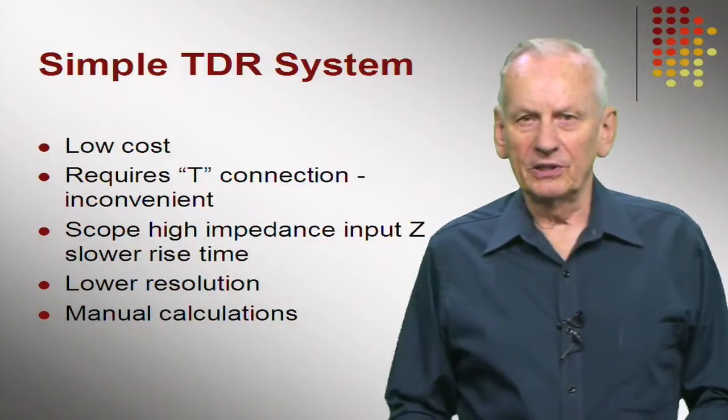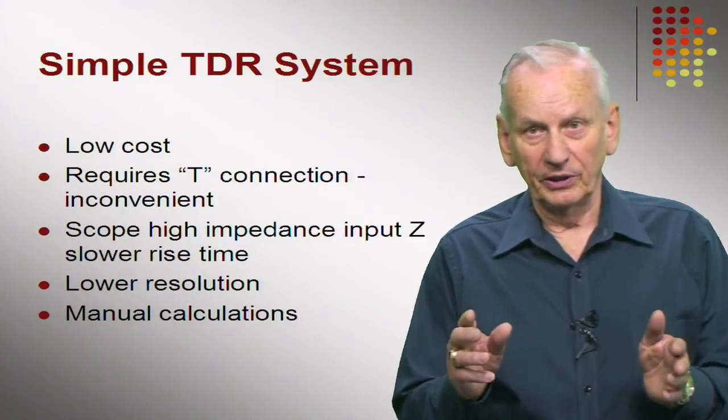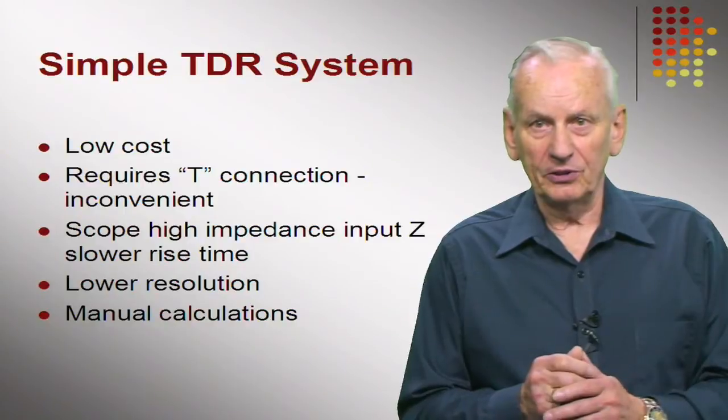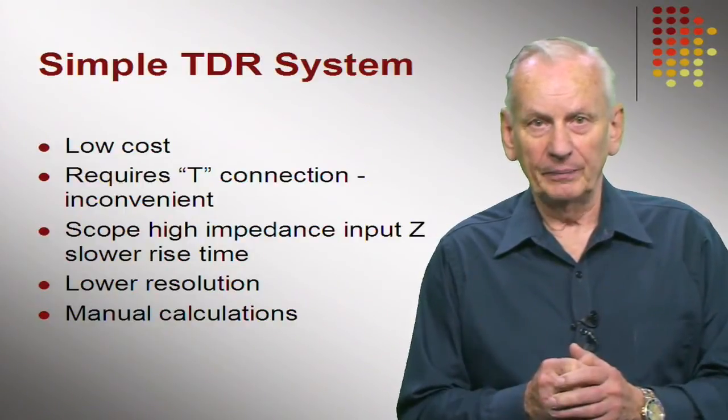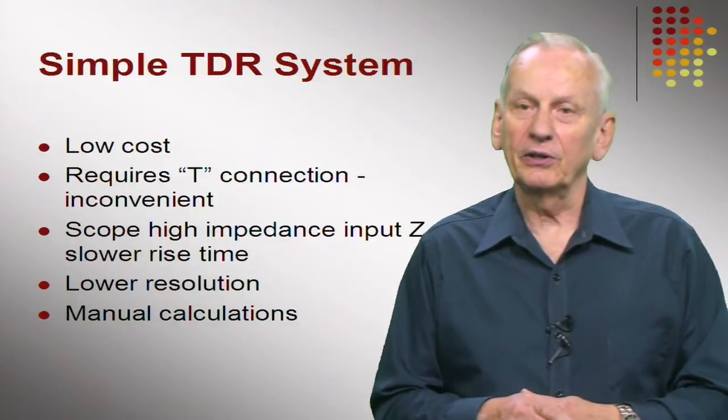The simple TDR system characteristics are low cost. It requires a T connection, which is maybe inconvenient, and it uses the scope's high impedance input, which slows down the rise time. It's got lower resolution, and all your calculations have to be done manually.